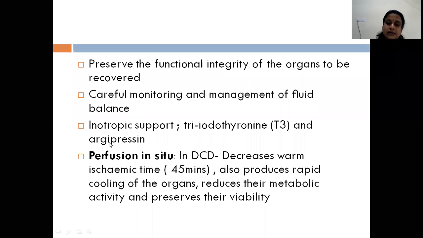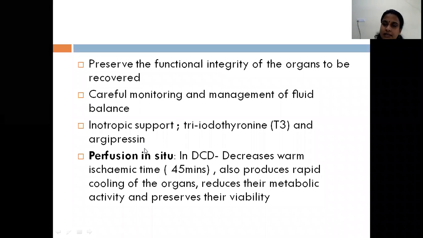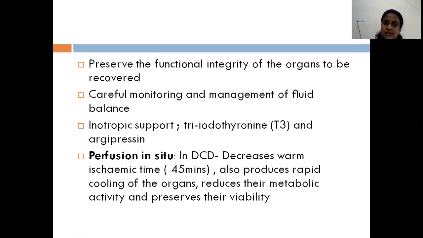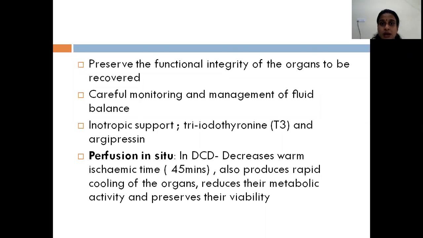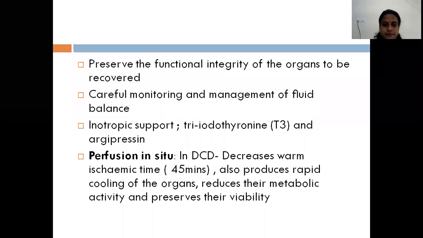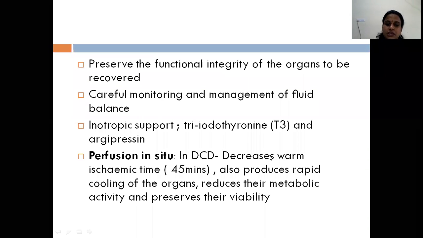The next idea is perfusion in situ. This particular term refers to perfusing the organs while they are still present in the donor itself, that is, a deceased donor. So immediately we have to try to cannulate the aorta as soon as possible to allow for perfusion in situ, hence maintaining proper integrity of the donor organ. I told you the warm ischemic time should ideally be 45 minutes.